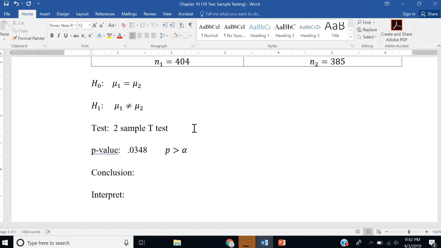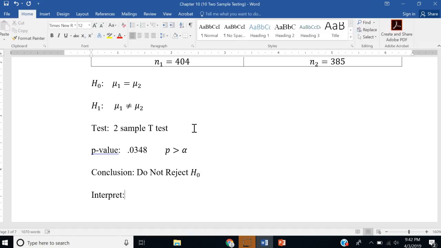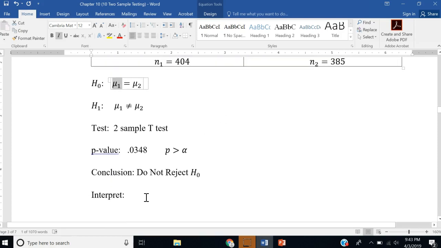All right, so we know what that means. That means just like before, p is greater than alpha. We do not reject the null hypothesis. And if I don't reject the null hypothesis, what I'm saying is that the average BMI for non-Hispanic Black individuals is close to the average BMI for Hispanic individuals within the United States. Okay?